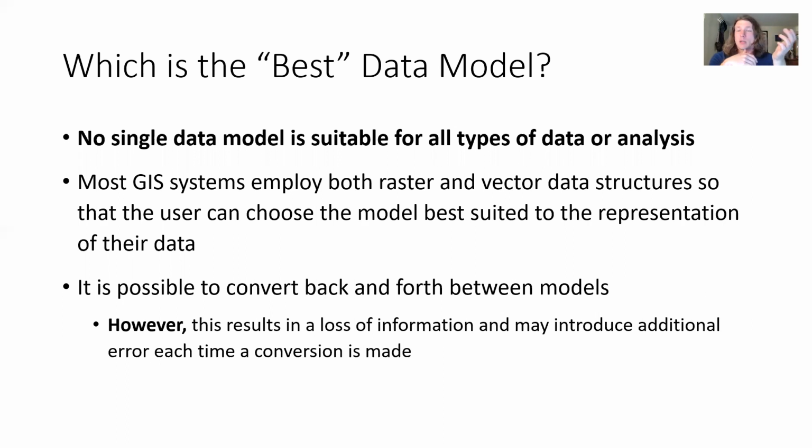It might be dictated by where your data comes from. It is possible to convert back and forth between models, but that does result in loss of information and adds error at each step. So if you convert from a raster to a vector, you will simplify the data, lose some information. If you go back to raster, you will simplify more and lose more information. It's not like you can just hit rewind and go back. You add error with each consecutive change you make.